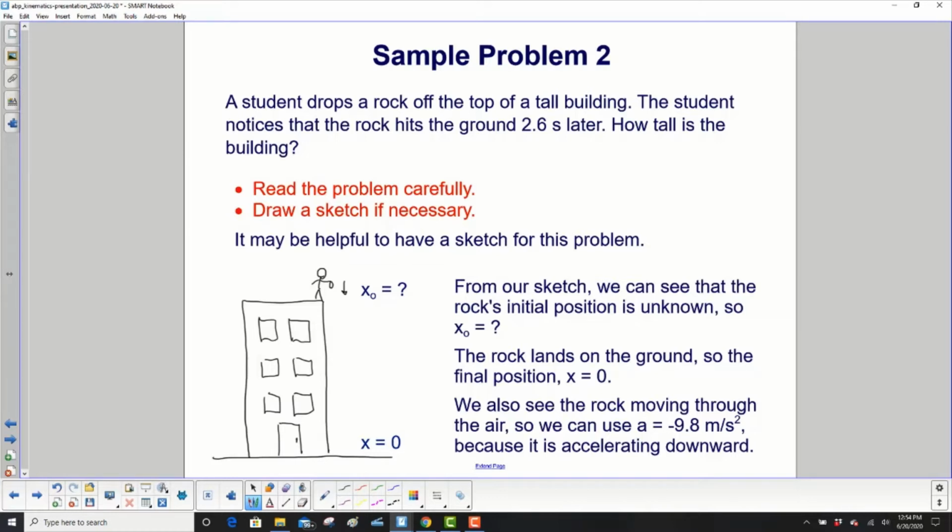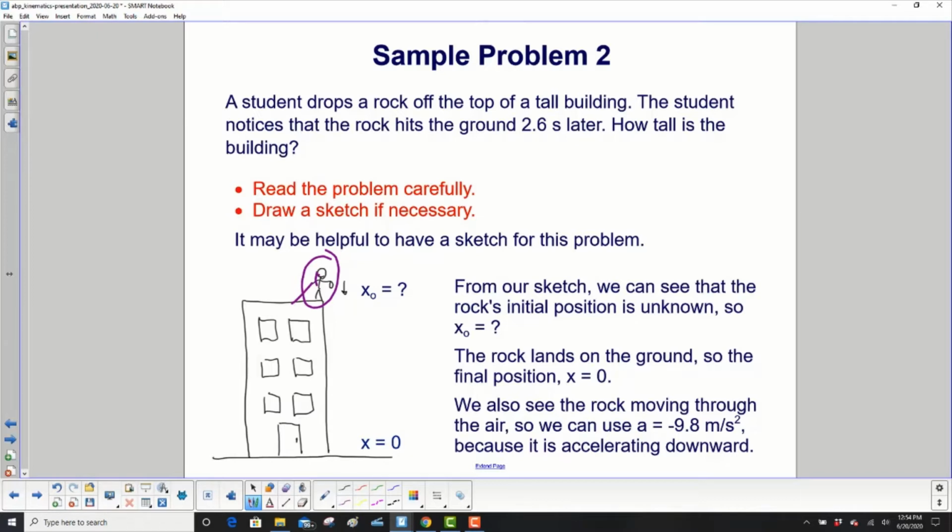So you draw a sketch just so you can make sure you know what's going on, and this is violating all kinds of OSHA requirements. Students should not be this close to the edge, should be a safety harness here. And why is the student dropping a rock off a building anyway? Well, let's just do the physics problem.